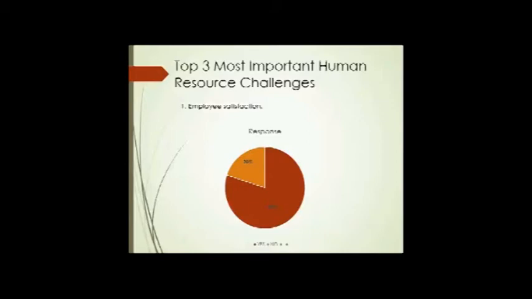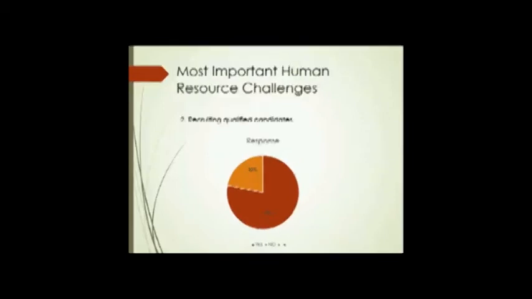Part of the survey asked questions about what agencies saw as the most important human resource challenge that they would face. And the number one challenge that agencies surveyed said was employee satisfaction. So we can see that there is an issue there with not understanding the connection between surveying your staff after their first 30 days and then looking at employee satisfaction overall.